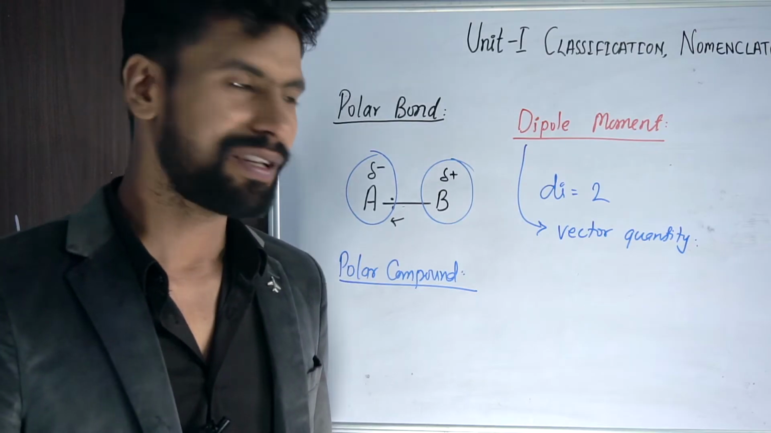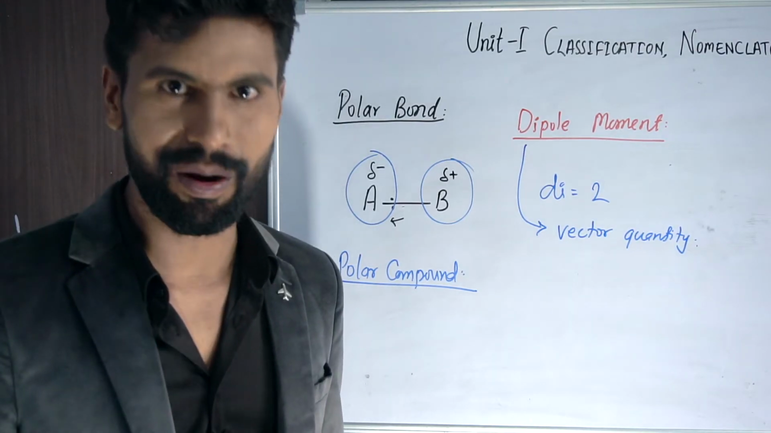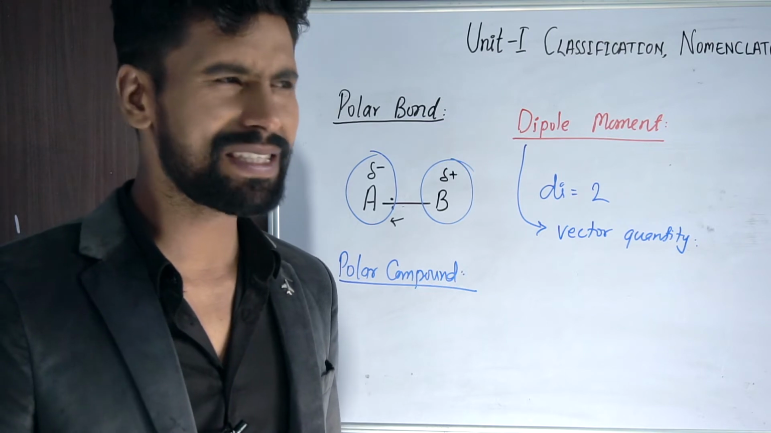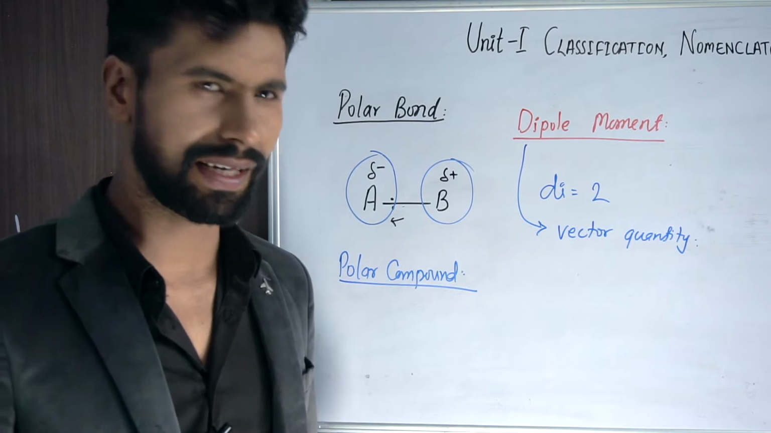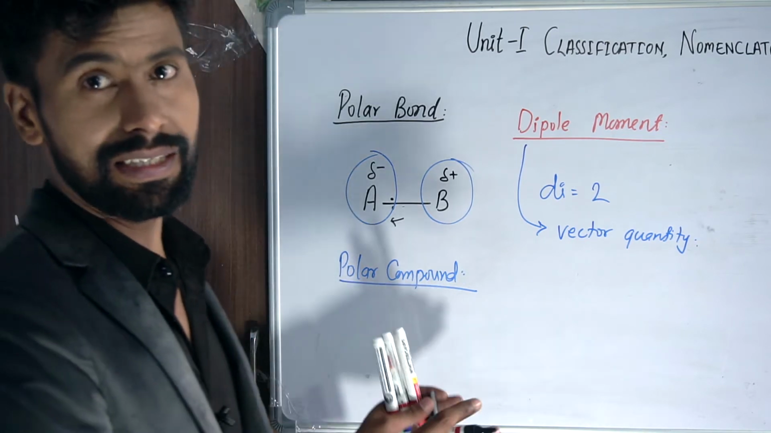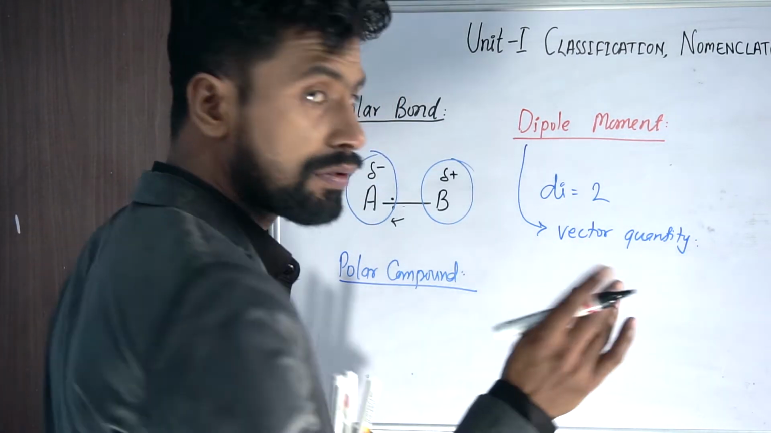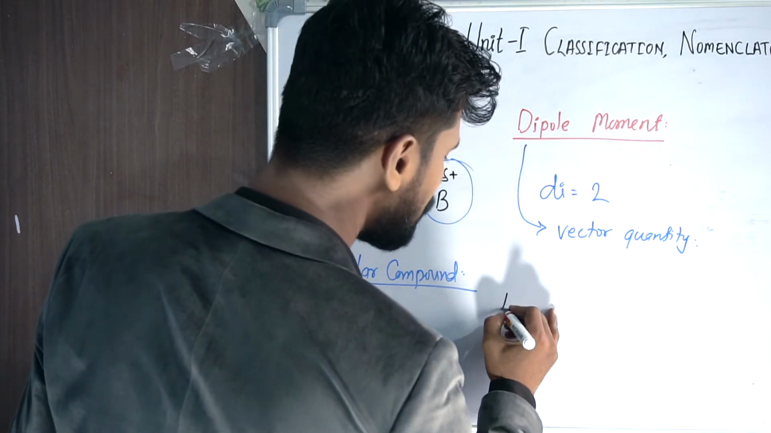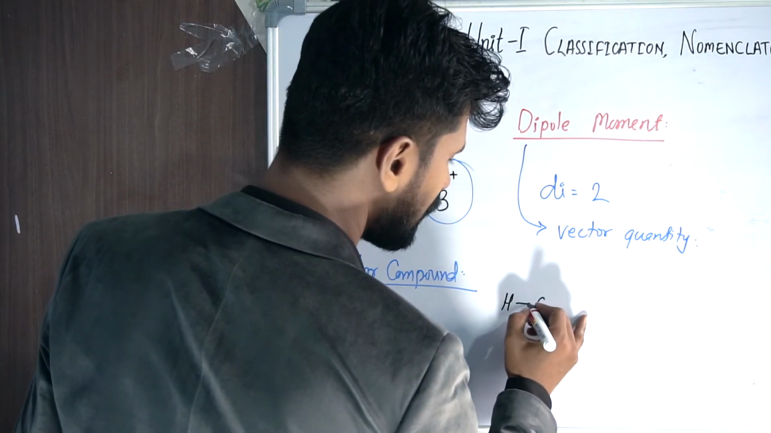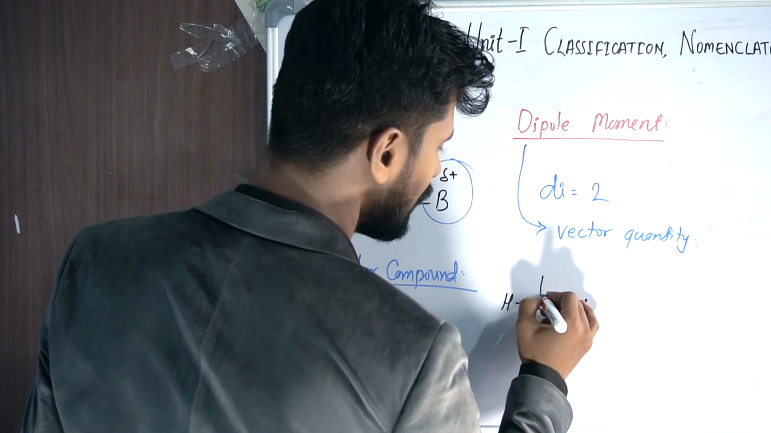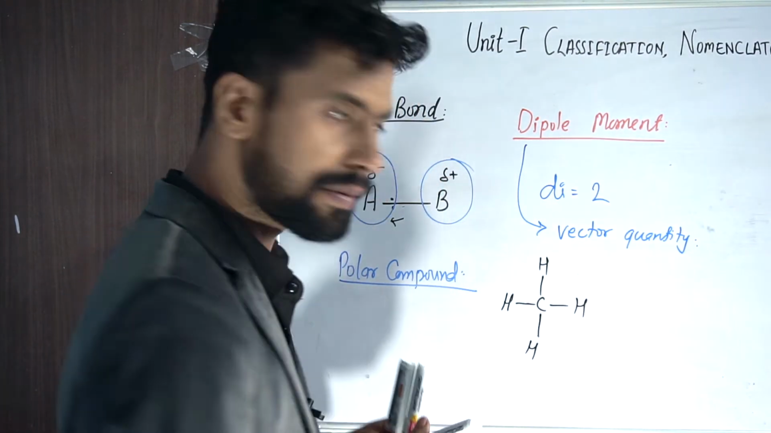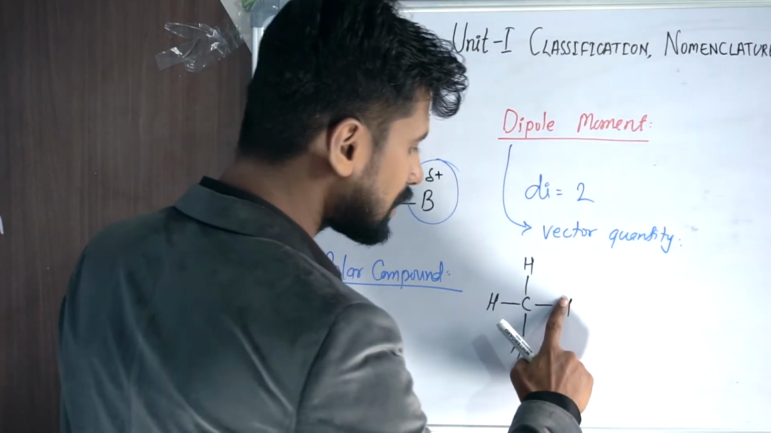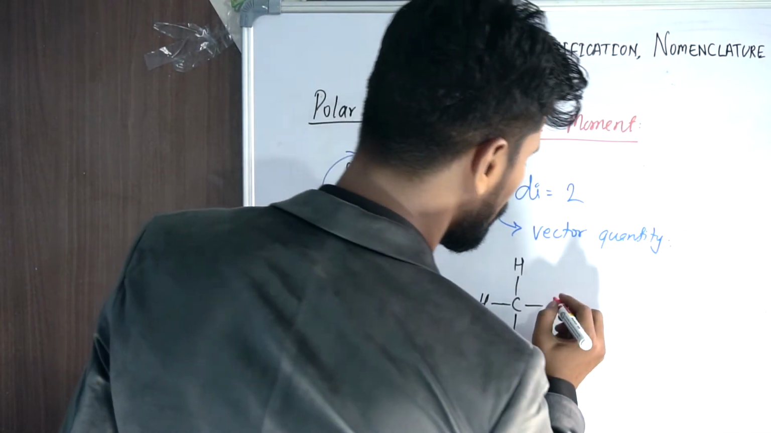Polar compound means those compounds which have a polar bond. This type of definition is not completely 100% correct, it is only partially correct. How? We will understand the concept, then we will see. Suppose there is a compound with carbon and hydrogens, and I replace one hydrogen with chlorine.